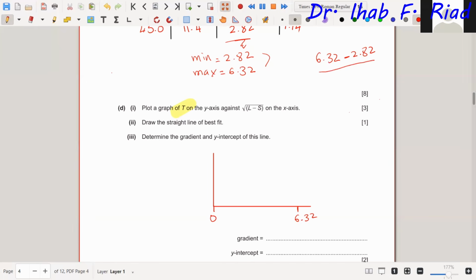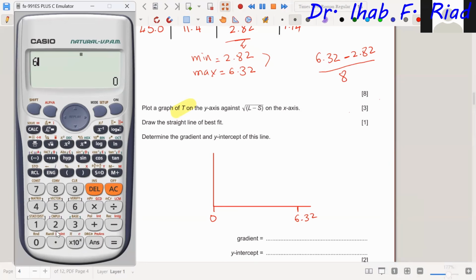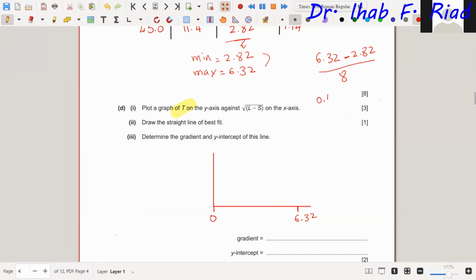I divide by how much? By 8, exactly. Now let me do the math. 6.32 minus 2.82, divide 8. I'm getting what? 0.437. Okay? I don't go below this value. I always go higher. I always try to go up.